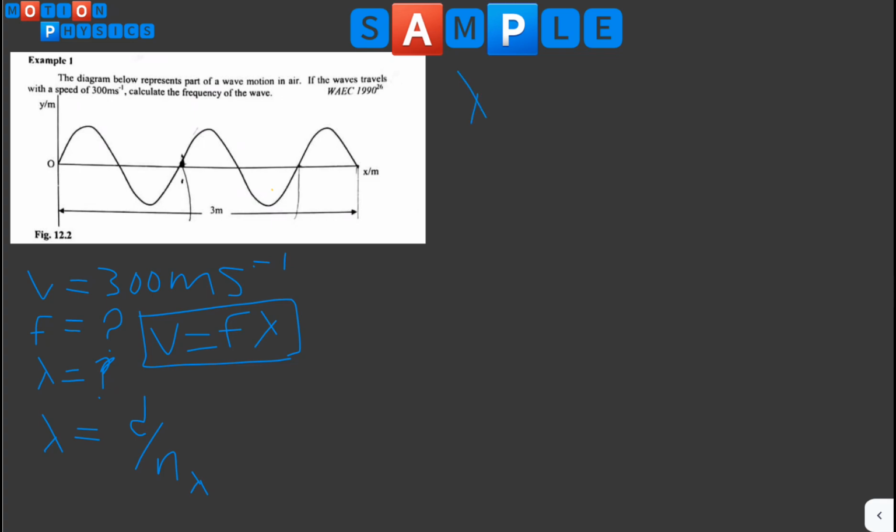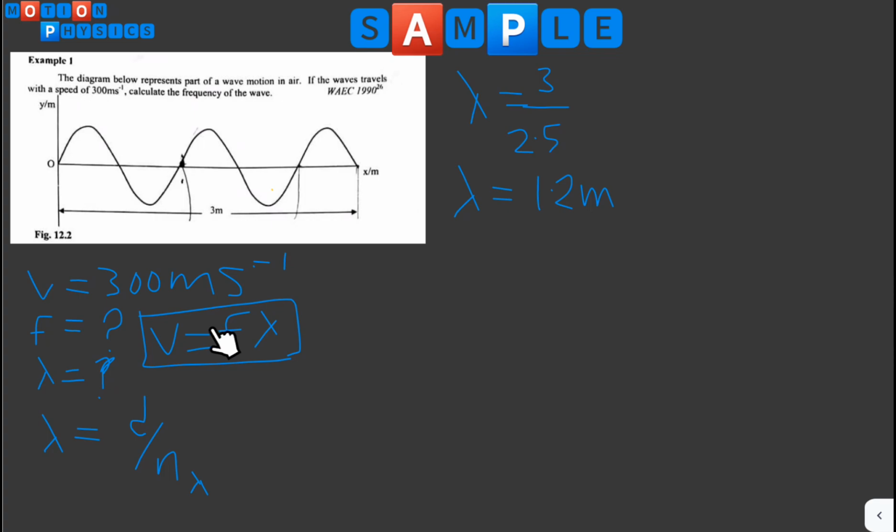So we'd say lambda equals, what's our distance? Our distance is 3 meters, right? So we say 3 over, what is our number of wavelengths? Don't forget 1, 2, this is one wavelength. 1, 2, this is another wavelength. Then here is half a wavelength, that is 2.5. So the number of wavelengths is 2.5. So lambda equals 3 divided by 2.5, you get 1.2 meters. Now with 1.2 meters, we've gotten our wavelength. So our wavelength is now 1.2 meters.